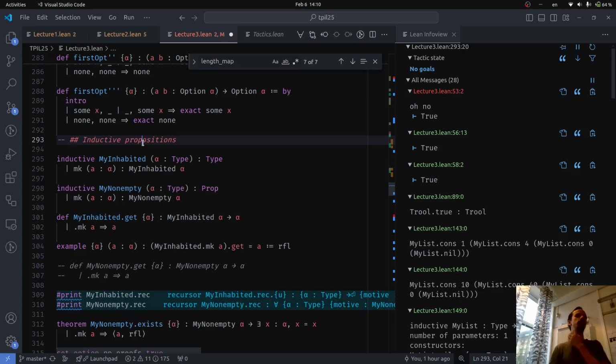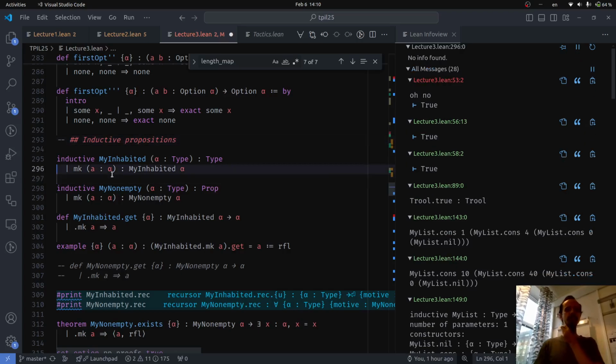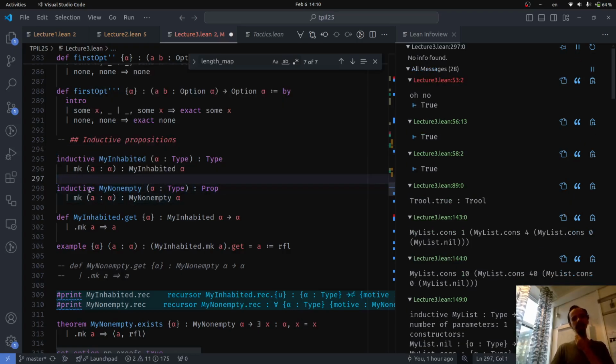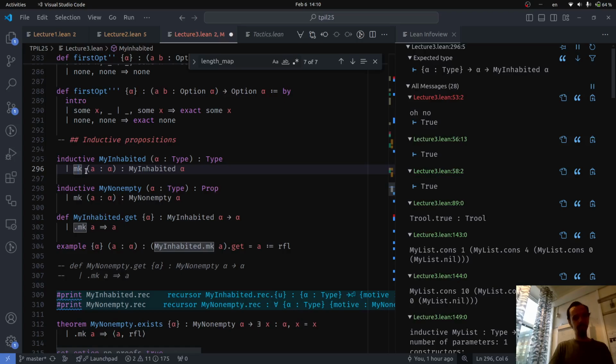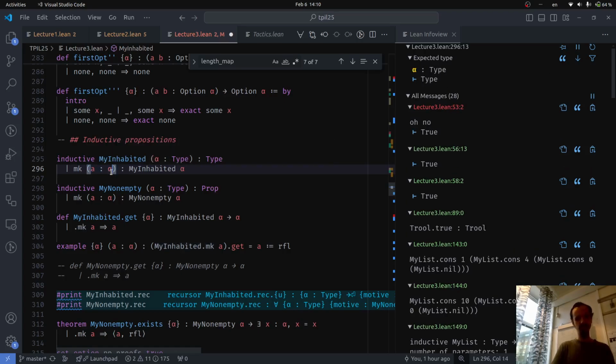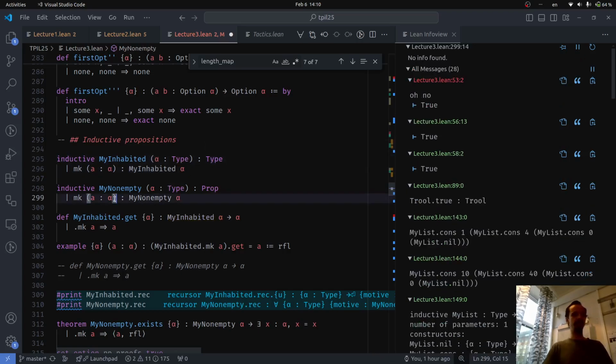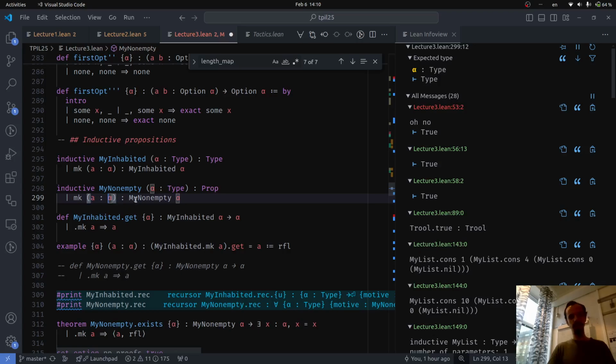All right, so inductive types can also be propositions. So here I have two types. They look almost identical. I've called them inhabited and non-empty for reasons that we'll get to in a sec. But one of them, you give it an element of type alpha and it produces a my inhabited alpha, and this is the type. The other one, I give it an alpha and I give it my non-empty of alpha, and this is the prop.